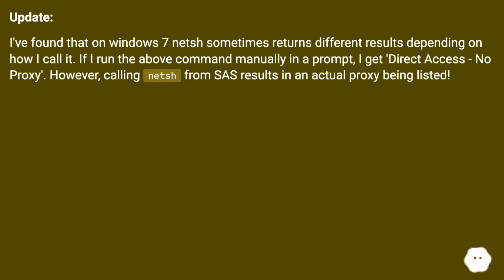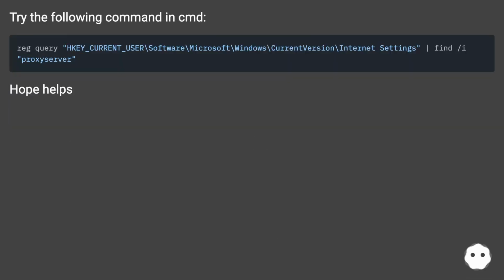Update. I found that netsh winhttp show proxy on Windows 7 sometimes returns different results depending on how I call it. If I run the above command manually in a prompt, I get direct access, no proxy. However, calling it from SAS results in an actual proxy being listed. Try the following command in CMD. Hope that helps.